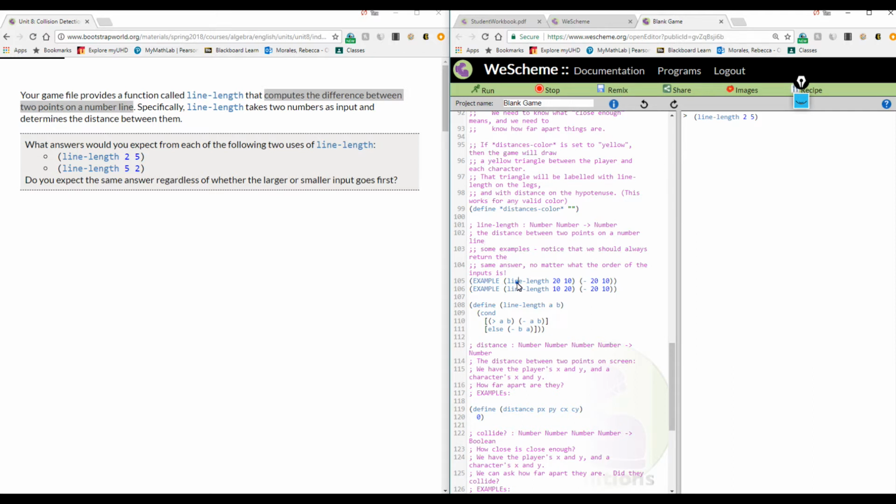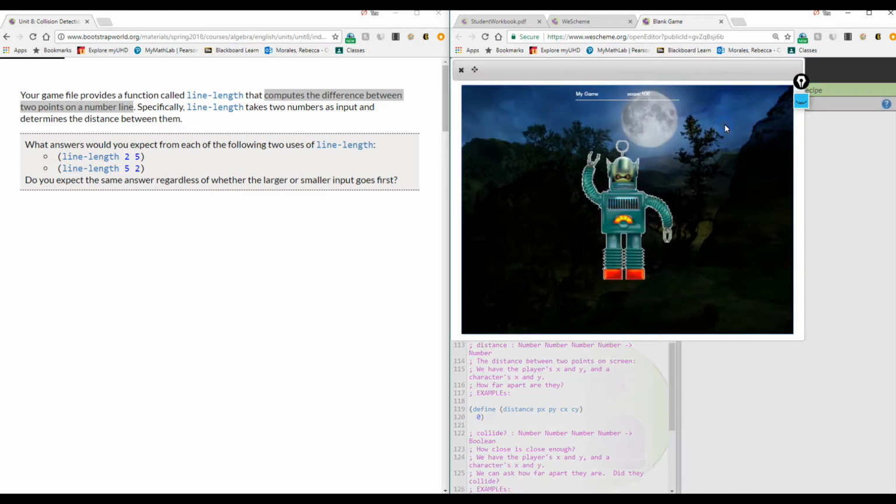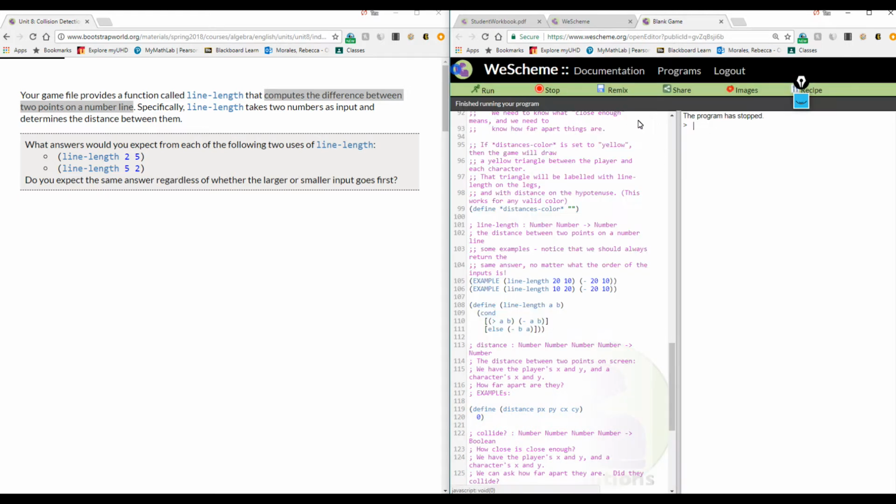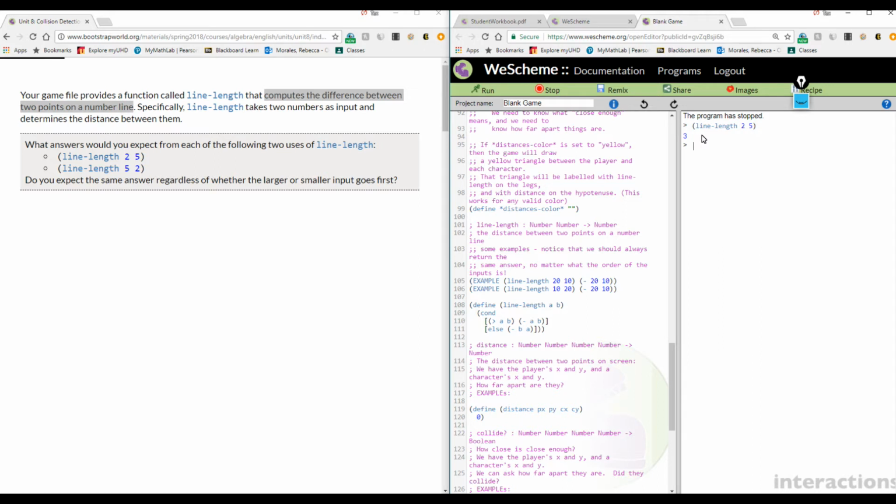And notice that line length of 20 10 takes the two numbers and gives me a new number by performing an operation: I'm going to subtract 10 from 20. So they ask, what would you expect from each of the following two uses? Line length 2, 5. Oh, I hadn't clicked run. Sorry. I should have done that, because if I don't, then there's no function line length typed into the program. 2, 5. So it gives me 3.